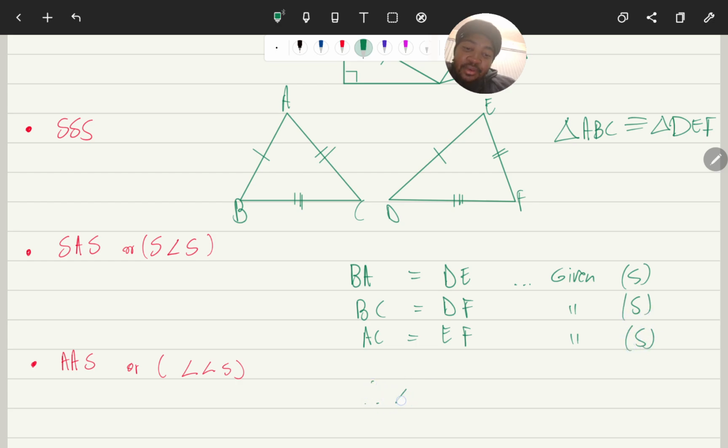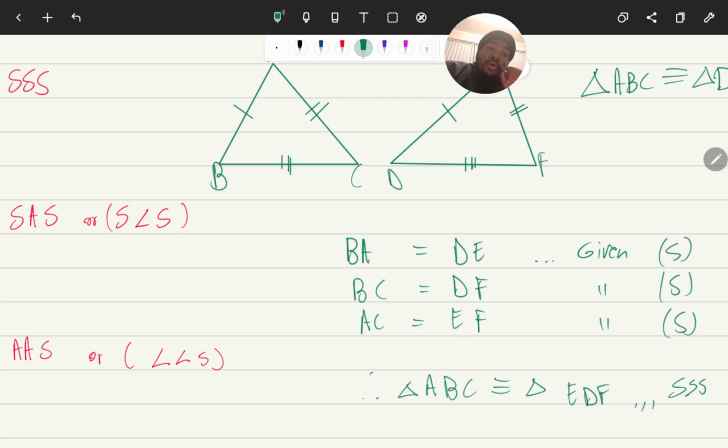Then you would say, therefore, triangle ABC equals to, no, it's congruent to triangle what? Triangle D, E, well, let me start with E, yeah, EDF, right? EDF. Then you would state your reason, and the reason is side side side, right?